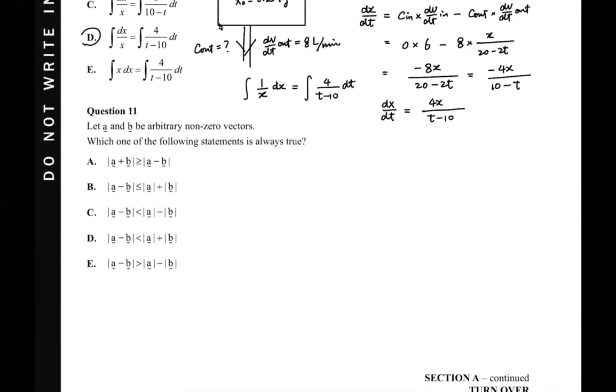Question 11, let A and B, two vectors, be arbitrary non-zero vectors. Which one of the following statements is always true? So let's look at each option. |A plus B| greater than or equal to |A minus B|.